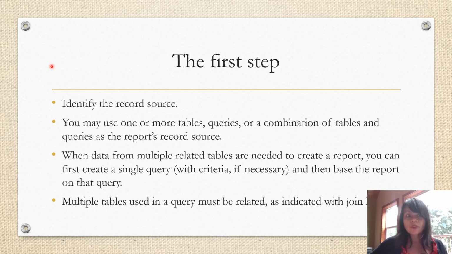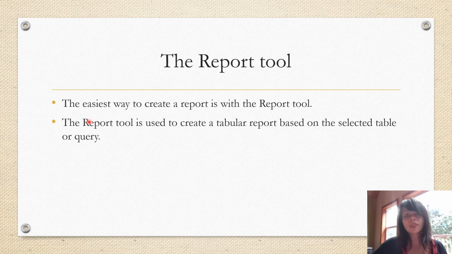So the first step, of course, is to identify the record source. You can use one or more tables, queries, or a combination as the record source. When the data from multiple related tables are needed to create a report, you can then create a single query and then base the report on that query. Multiple tables used in the query must be related, as indicated with joined lines.